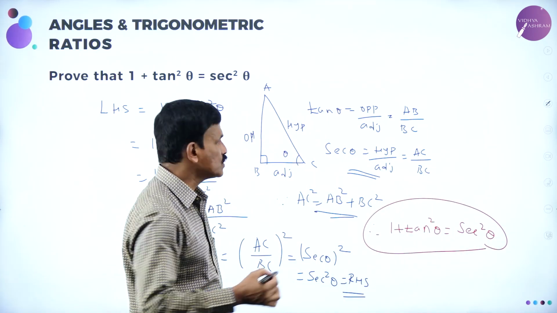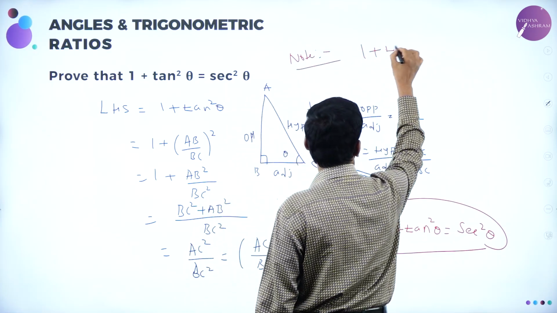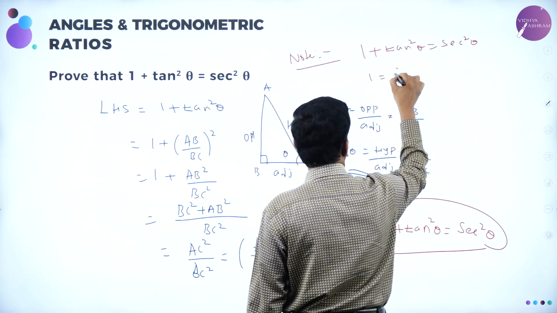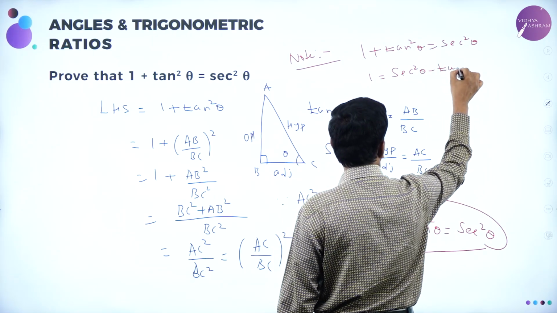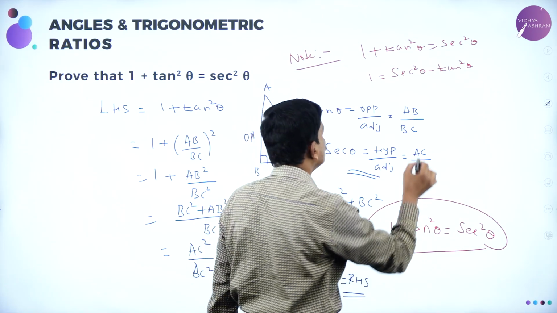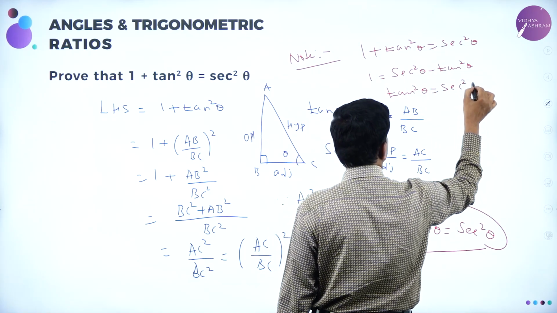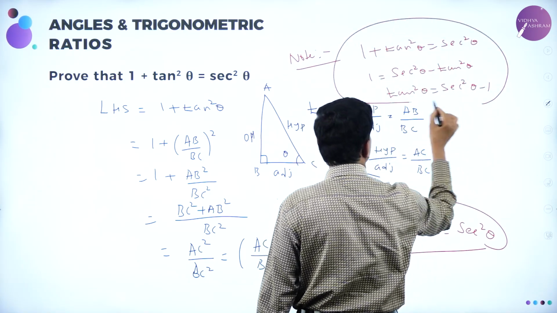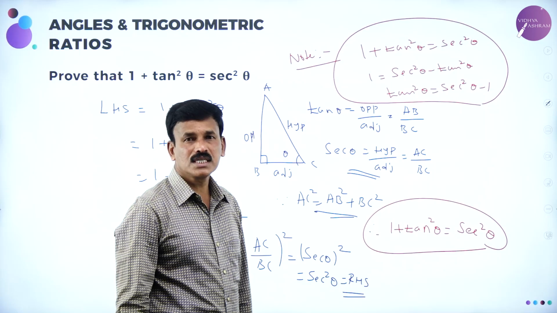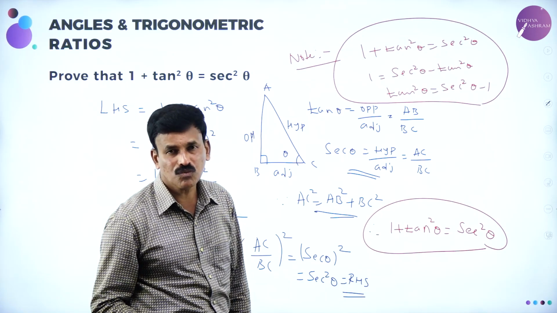Now from this we can derive so many formulas. See here, let us write a note. 1 plus tan square theta is equal to secant square theta, or 1 can also be written as secant square minus tan square. If you transfer tan square to the right hand side, secant square minus tan square is 1. So if you want only tan square theta, it is equal to secant square theta minus 1. So these are very important formulas again. So 1 plus tan square is secant square. 1 is also equal to secant square minus tan square, and tan square theta is also equal to secant square theta minus 1. Right.